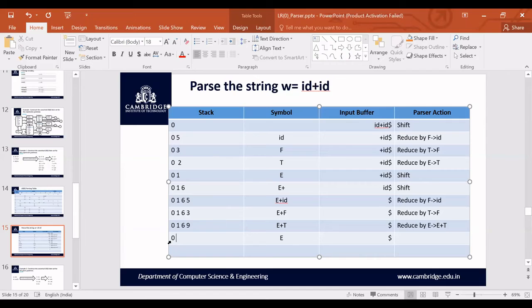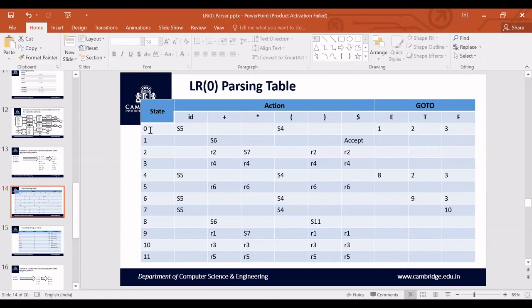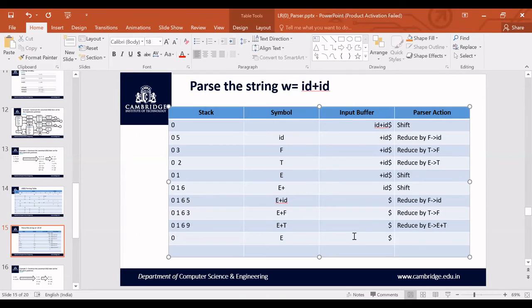Now take a transition of the state on the stack top with the recently reduced symbol. The recently reduced symbol is E. Take a transition of 0 on E. What is 0 on E? 0 on E is 1. So push that 1 onto the stack top.